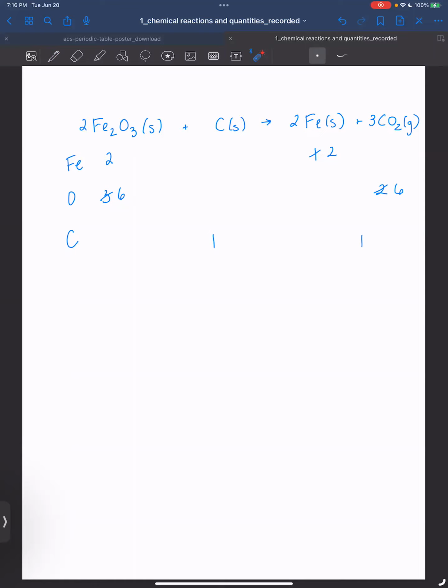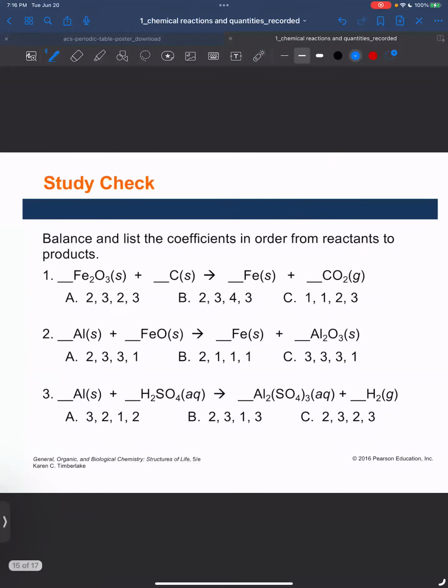And that changes the number of irons here. So now I have 4. And so therefore I need to change the coefficient to 4. And then the carbons now are 3 because we added a coefficient out here. And so therefore I need a 3 here to balance out the carbon. And so the answer here was 2, 3, 4, 3, B.